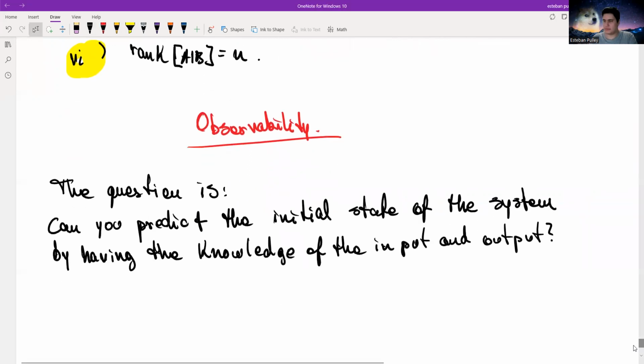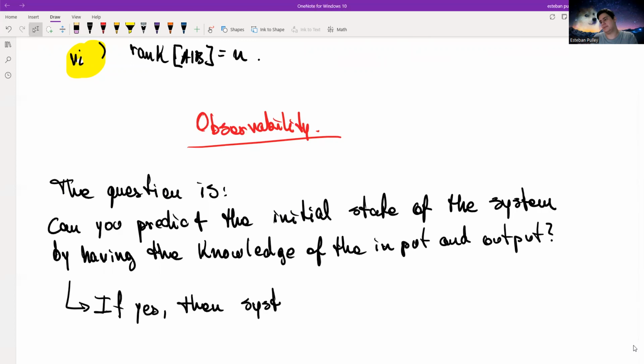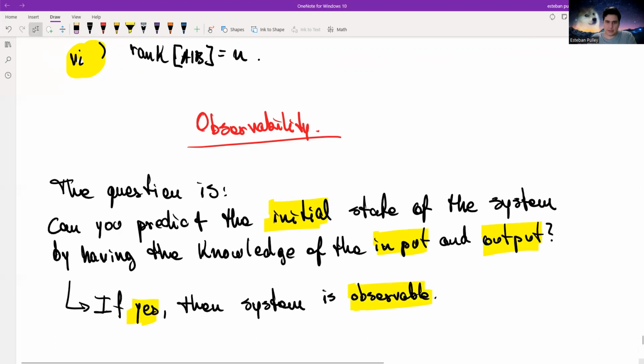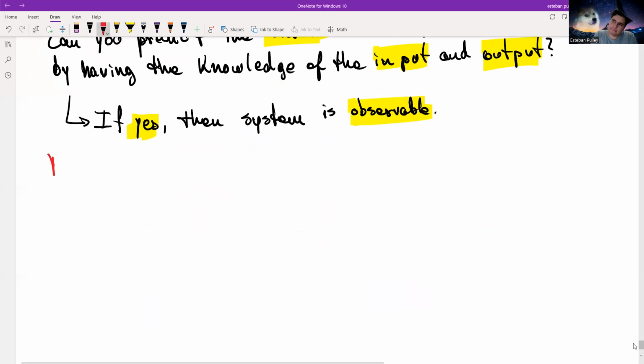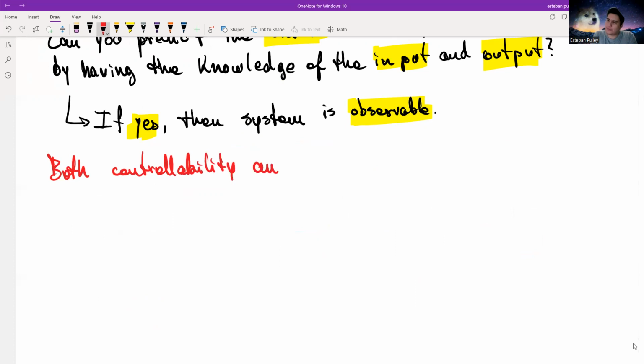If the answer to this question is yes, then we say the system is observable. So if I have the knowledge of the input, so the control, and I know the output of the system, can I predict the initial state? If the answer is yes, the system is called observable. Well, it's important to mention that both controllability and observability are dual of each other.